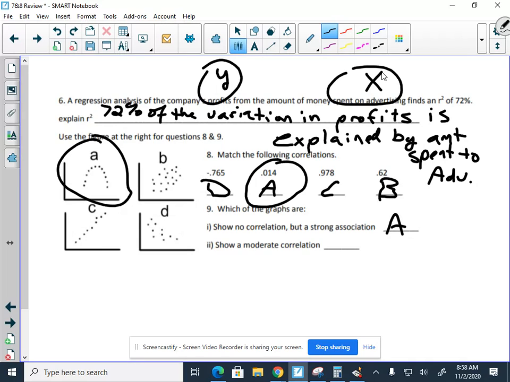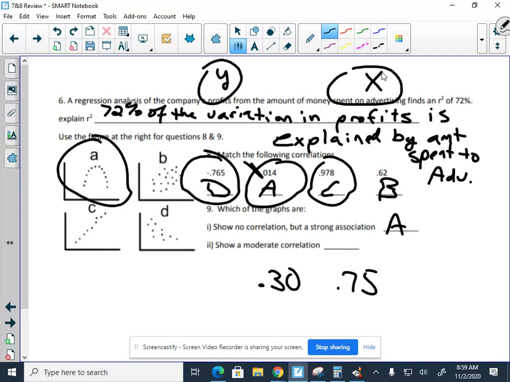All right? Which ones show a moderate correlation? Now you're specifically looking at the numbers, and these are the cutoff numbers. Anything below 30 is weak, whether negative or positive. So this one would be considered weak, but it doesn't ask for weak. Anything above 75 is strong. So this one's strong, and this one's strong, even though the one's negative. So the only one that's moderate is B. That one has a moderate strength. So that's just knowing those two numbers. Okay? 30 and 75.